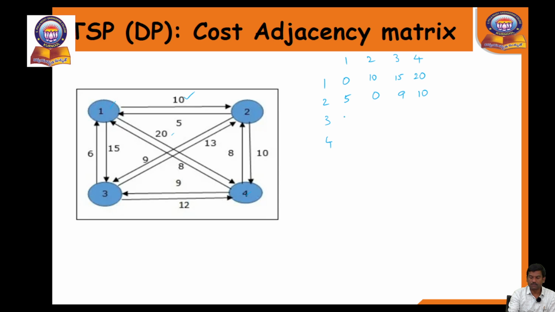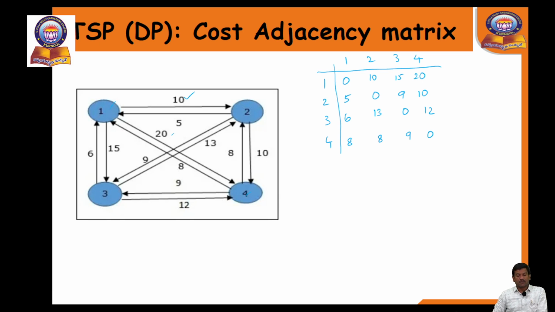So 3 to 1 is 6, 3 to 2 is 13, 3 to 3 is 0, and 3 to 4 is 12. 4 to 1 is 8, 4 to 2 is 8, 4 to 3 is 9, and 4 to 4 is the source city, so the cost c(i, j) where i equals j you can set to 0.